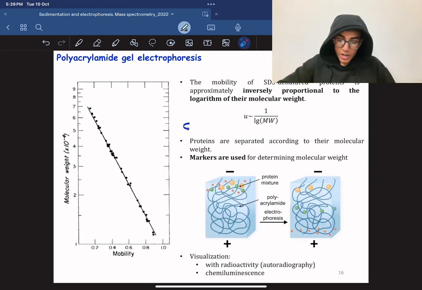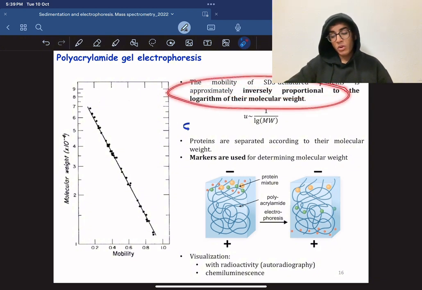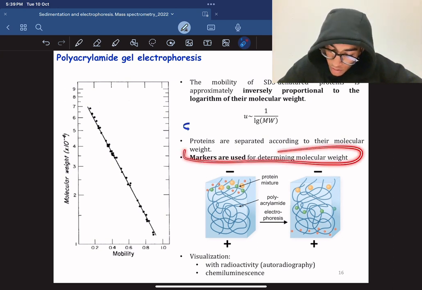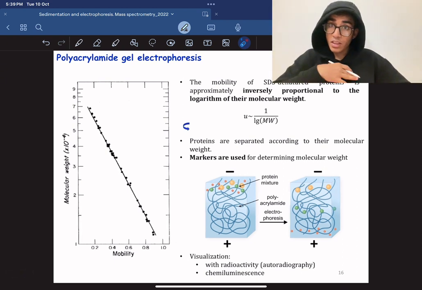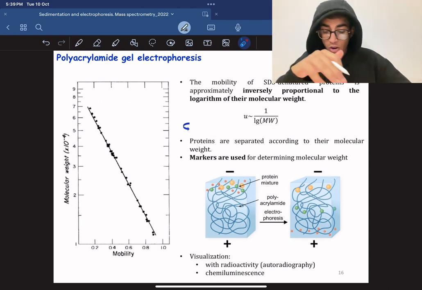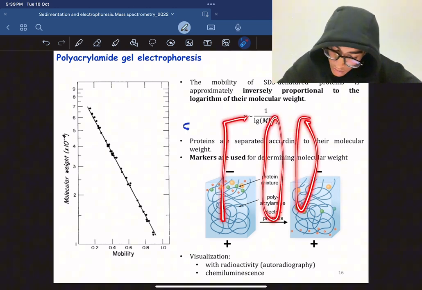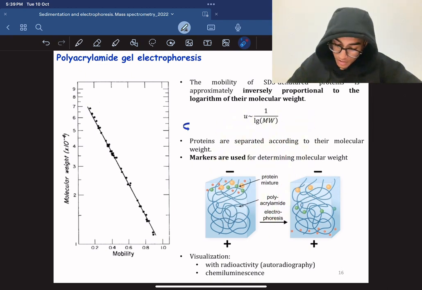Now, over here you can see the mobility of the SDS-denatured proteins is approximately inversely proportional to the logarithm of their molecular weight. Basically, it's saying that you can separate them on the basis of their molecular weight. This is a very important point to learn, because including it while writing your essay can give you that edge that you need. Markers are used for determining molecular weight. Markers are things we know everything about, including their molecular weight, so we can compare what we are measuring to our markers and get out the values of whatever we want.